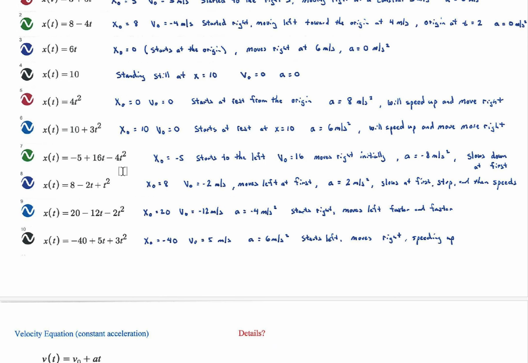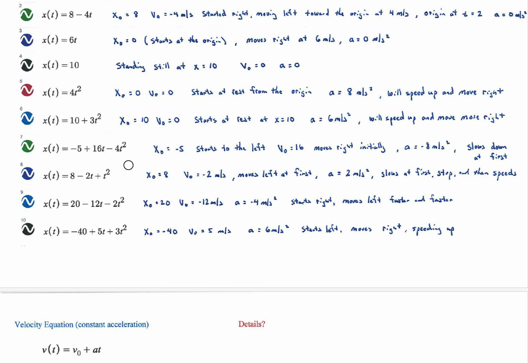All right, 7. Now, 7 gets a little trickier. The rest of them get a little trickier, okay? 7 has -5 plus 16t minus 4t squared. All right, so this -5 says that it has a starting position of -5, so it starts to the left of the origin. The 16 indicates it has a starting velocity of positive 16, which means it's going to move to the right initially. This -4t squared indicates it's got an acceleration of -8 meters per second squared.